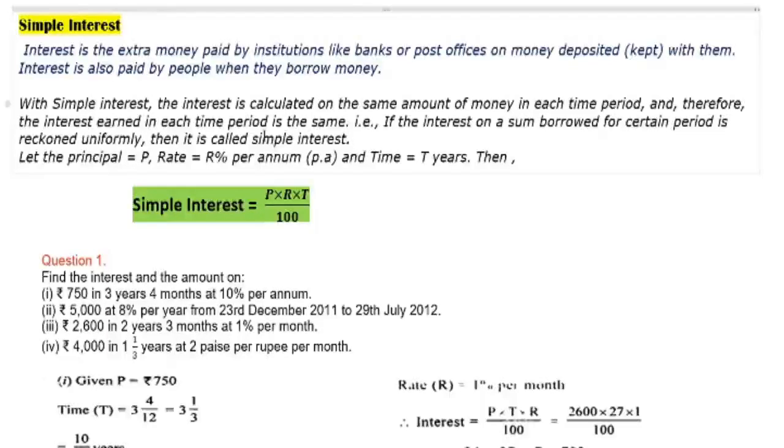Hello students, in today's video I will explain simple interest and compound interest.